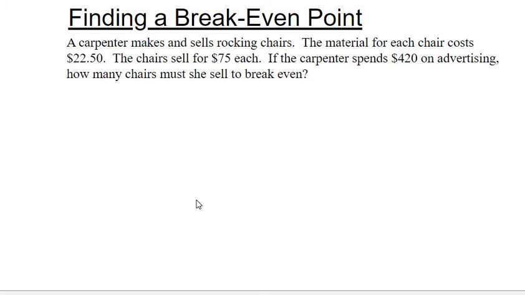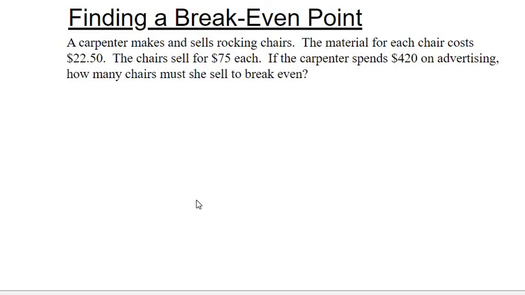Now, how will the questions about this look? Let's say, for example, a carpenter makes and sells rocking chairs. The material for each chair costs $22.50. Notice that they say for each chair. When they say per chair, it means that to find the total, you have to multiply the price of each chair by the number of chairs.